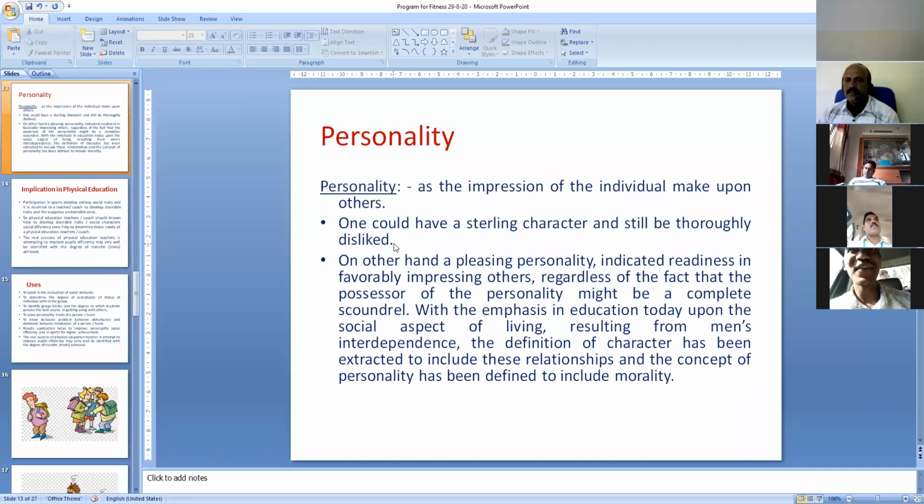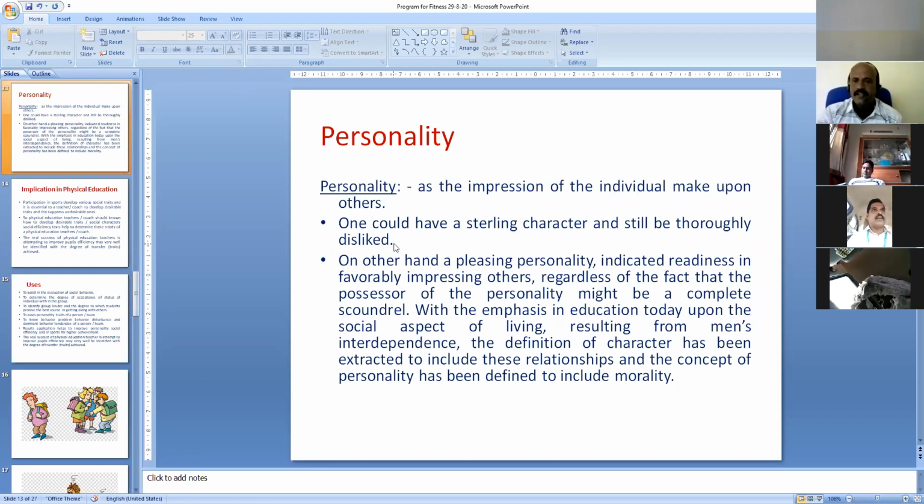That means if you have a sterling, very good, extraordinary character, even though you will be disliked by the people in the society. For example, I want to give an example related to education. A teacher who is good in knowledge and who is very strict in his rules, timings, and punctuality, and who always depends upon the hard work of the students, considers hard work, and in awarding the marks, all these things.